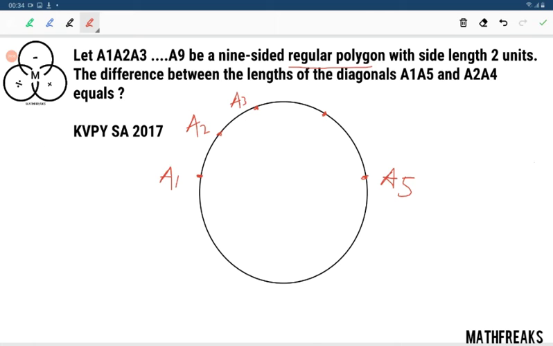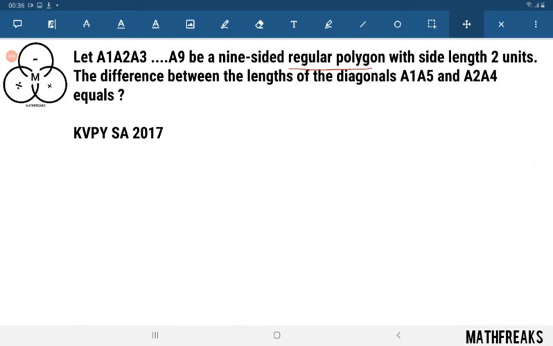See, drawing a diagram is one of the most difficult tasks one needs to tackle. A4. Now I am having the diagram with me.